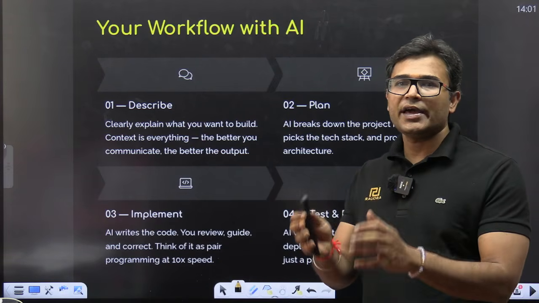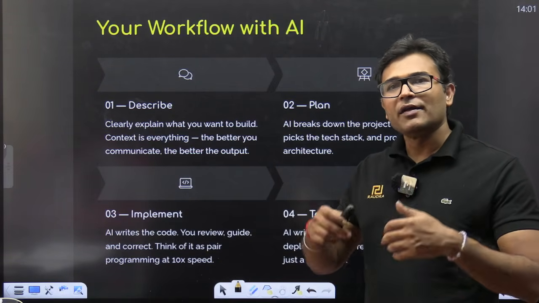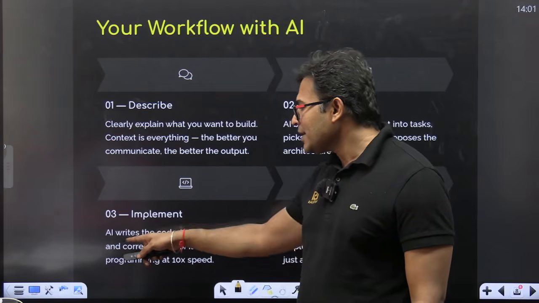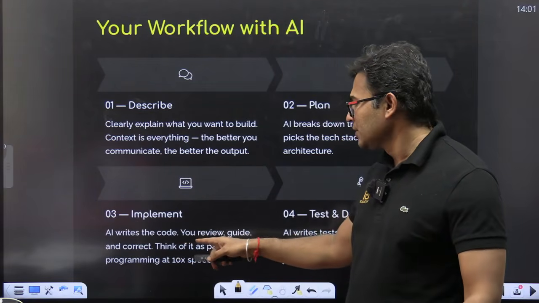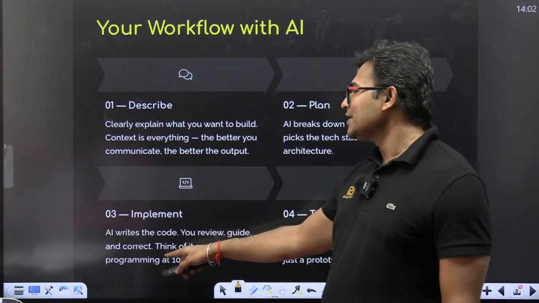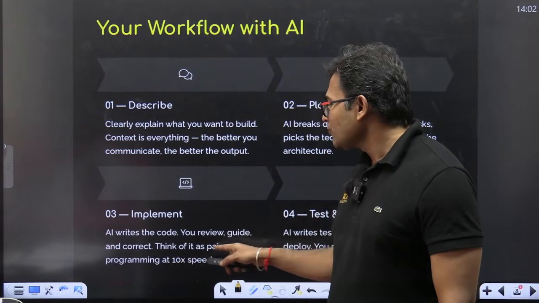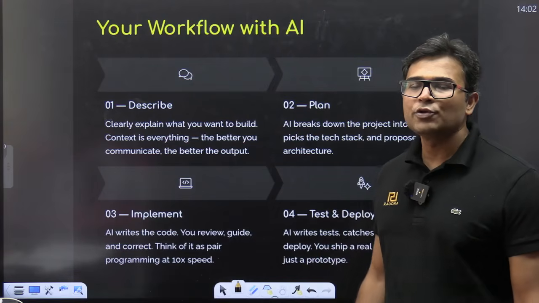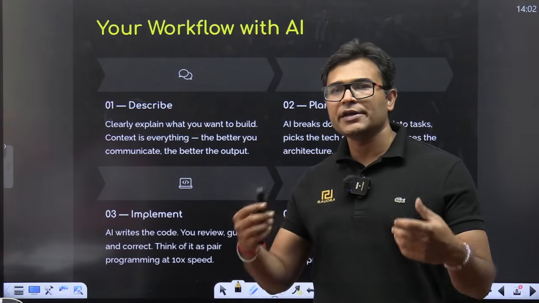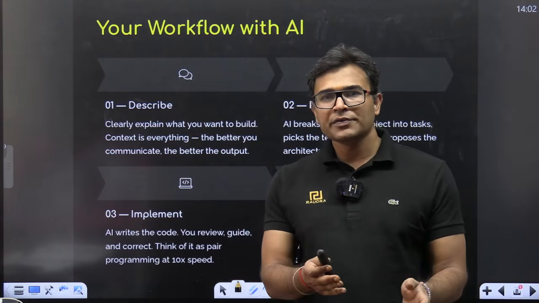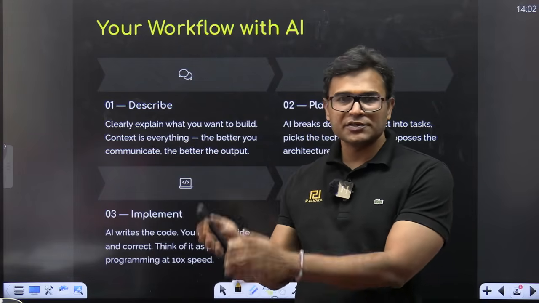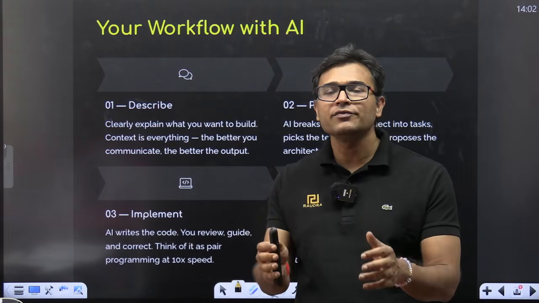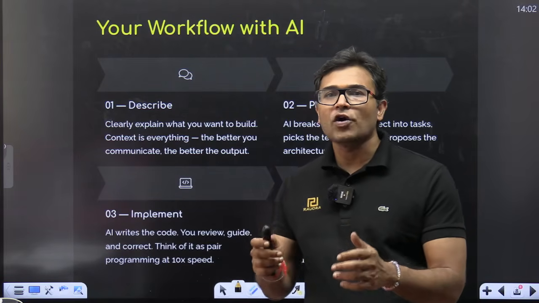What is the tech stack you need to use? That also is provided by AI, right? And finally, implement. AI writes the code for each task. You review it, guide it, and correct it. That's it. Think of it as pair programming at 10x speed. You know, pair programming: two people sit together, one person writes the code and the other person tests. Now you can do all that with AI 10 times faster.